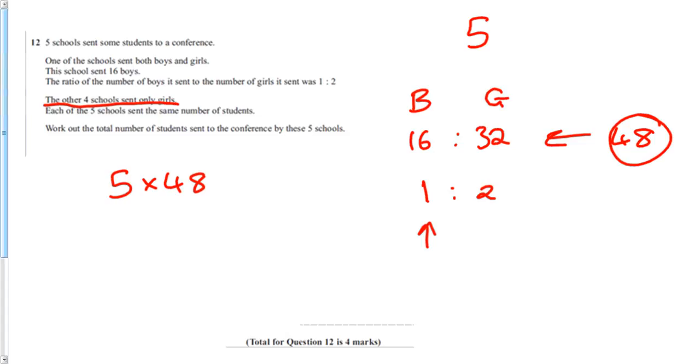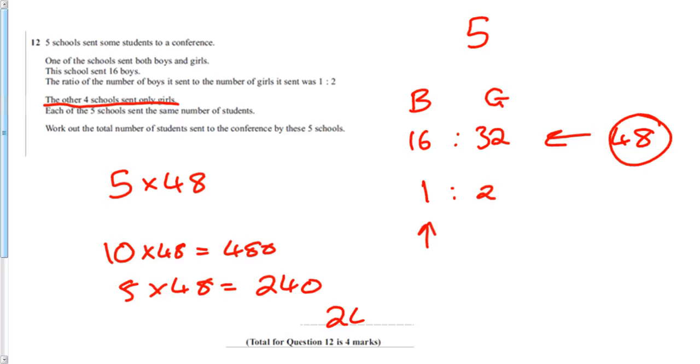48. Now there's a quick way of doing that, and to multiply something by 5, you times it by 10, and then halve it. So 10 lots of 48, you should be able to tell quite easily or quite quickly is 480. So 5 lots of 48, it's going to be half of that, which is 240, and that gives you the 4 marks for this question.